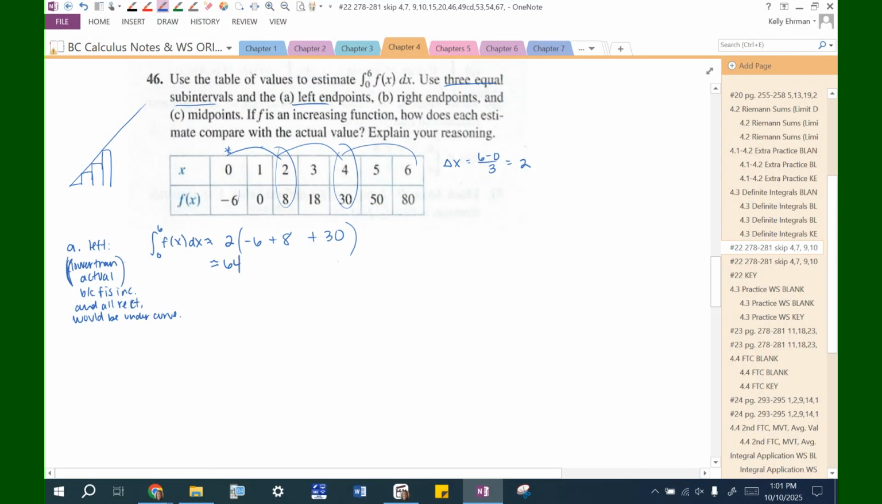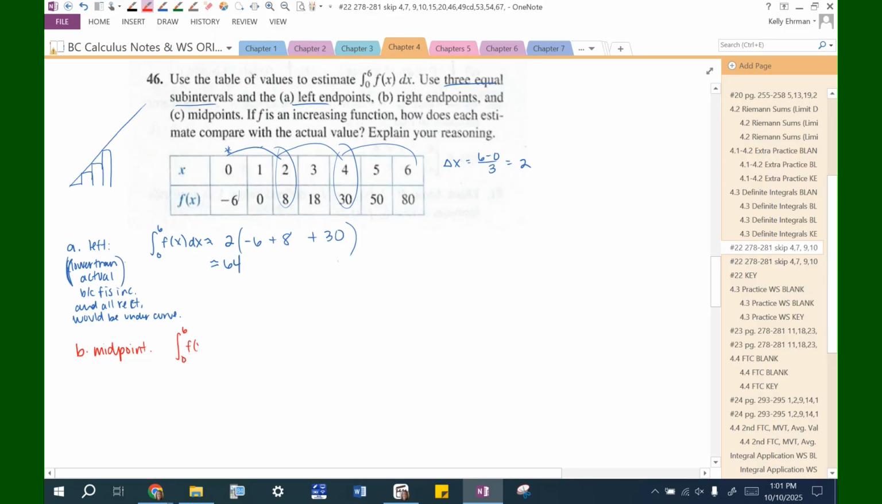All right, the next one we need to do is a midpoint sum. How would the midpoint compare with the actual value? We don't know for sure if it's going to be above or below. It should be somewhere in between. It should be the closest to the actual area. I'm not going to write all of that out though.